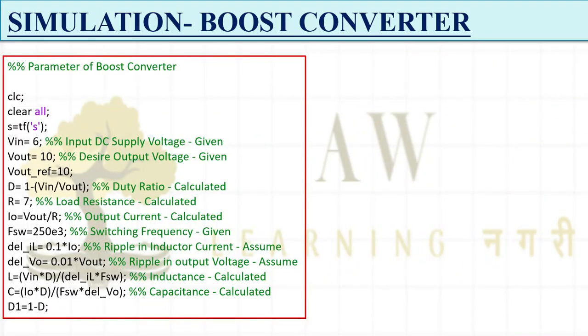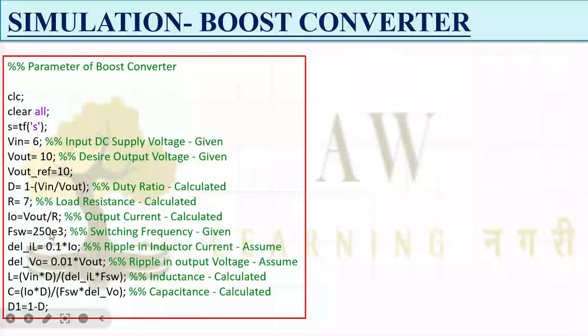Here in this video we will see the MATLAB simulation for voltage mode control of the boost converter. I have changed the parameters of the boost converter. My output requirement is 10 volt, input is 6 volt, so I am giving the reference as 10. The duty ratio and everything are based on that; I have taken a fixed load resistance, and based on that I have calculated the output.